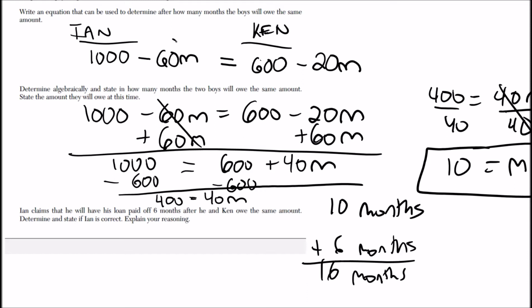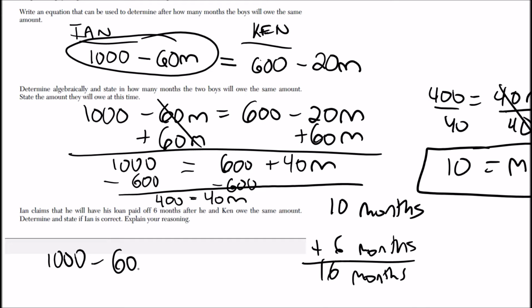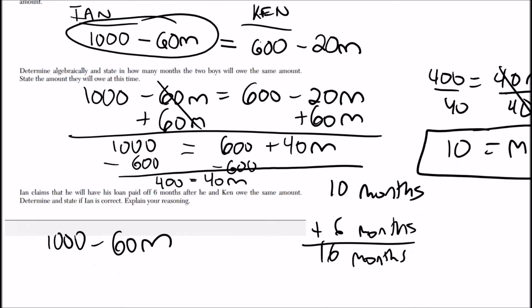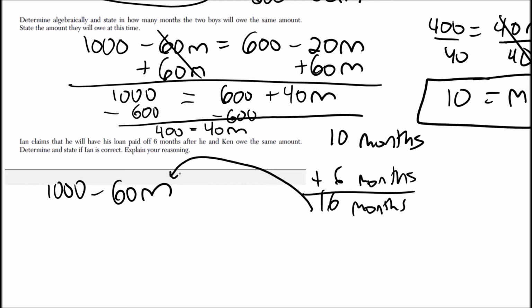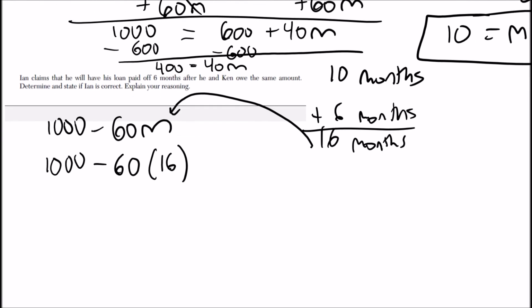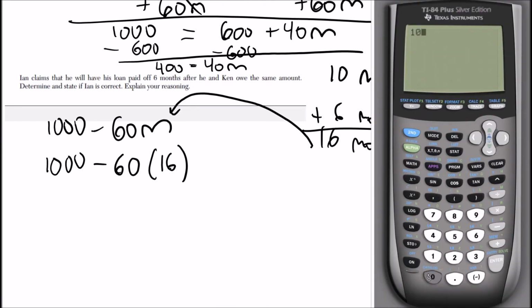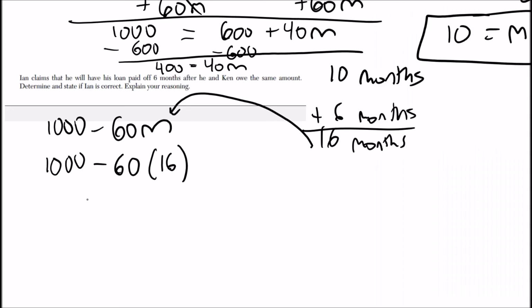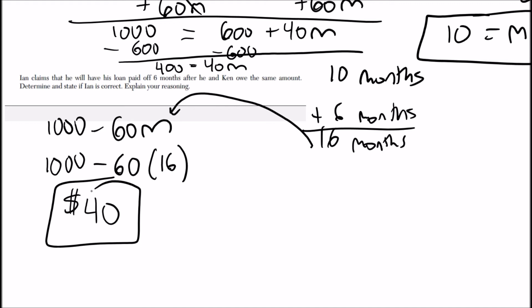Well, let's check that. Here's what Ian owes up top. Ian owes 1,000 minus 60m. So if we put in m is 16, let's see in 16 months if everything will be paid off. Well, if I put 1,000 minus 60 times 16 here, now we're going to go ahead and solve this out. So if I go ahead and just type this in, 1,000 minus 60 times 16, you can see that that will give us 40. So what Ian still owes is $40 after 16 months.